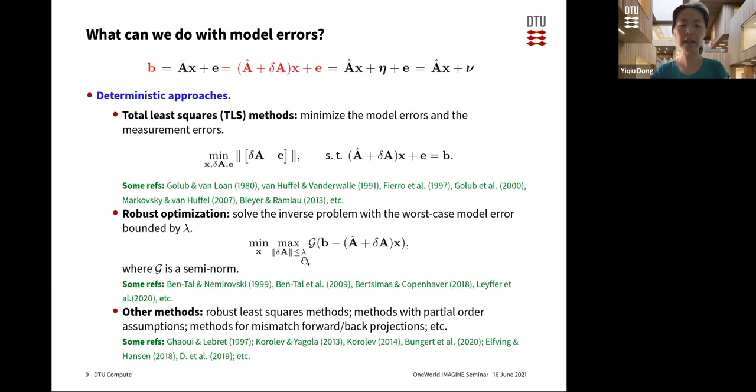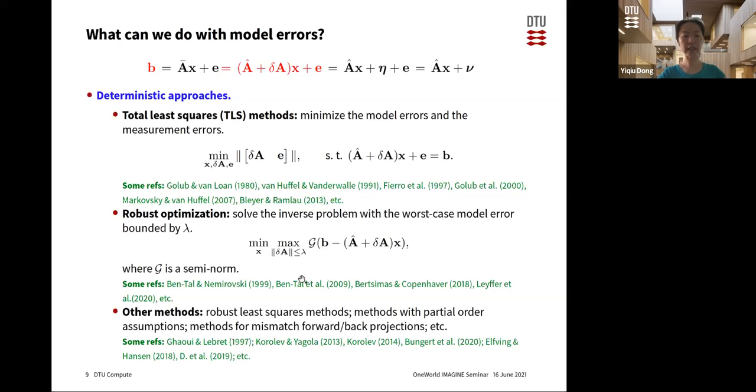A very interesting result in robust optimization is that under some conditions, we can prove this min-max problem is equivalent to some classic variational method. It is equivalent to a minimization problem which includes a data fitting term and classic regularization. It also shows that in robust optimization, we similarly use regularization techniques to handle model errors.